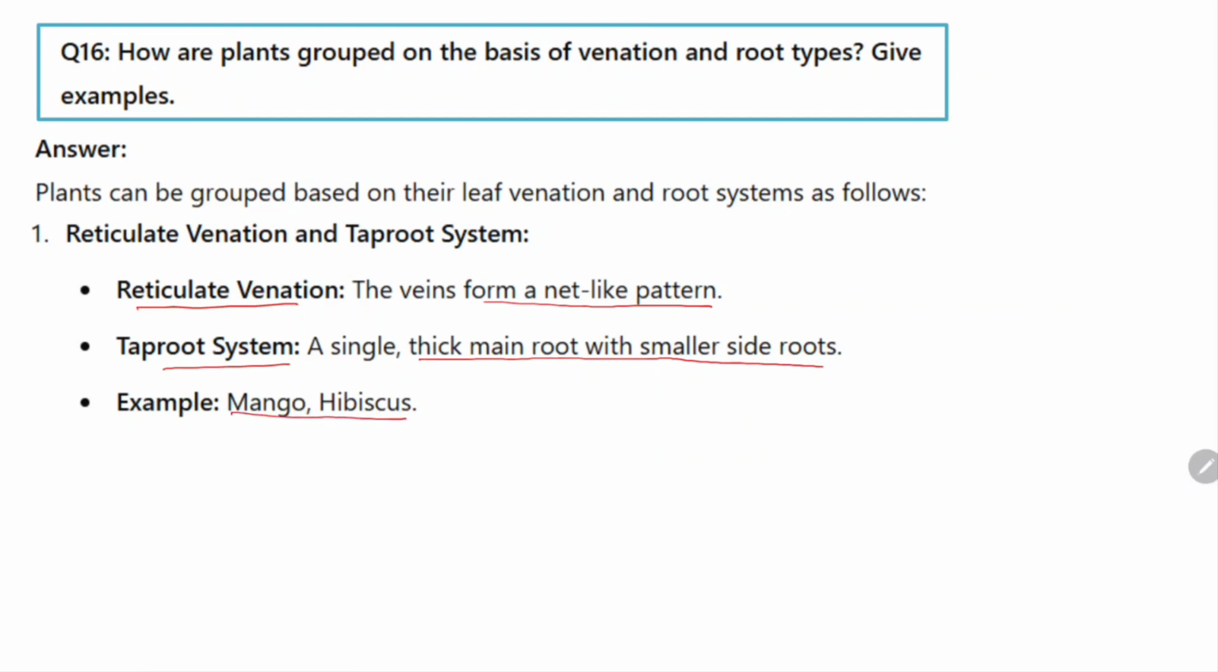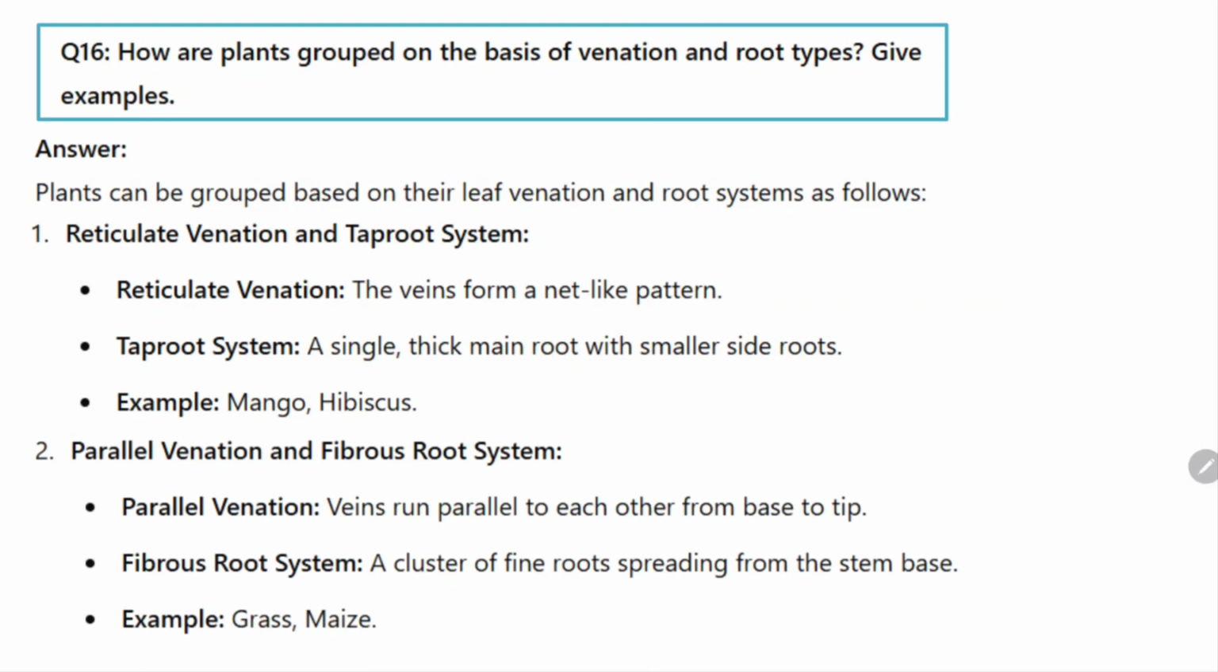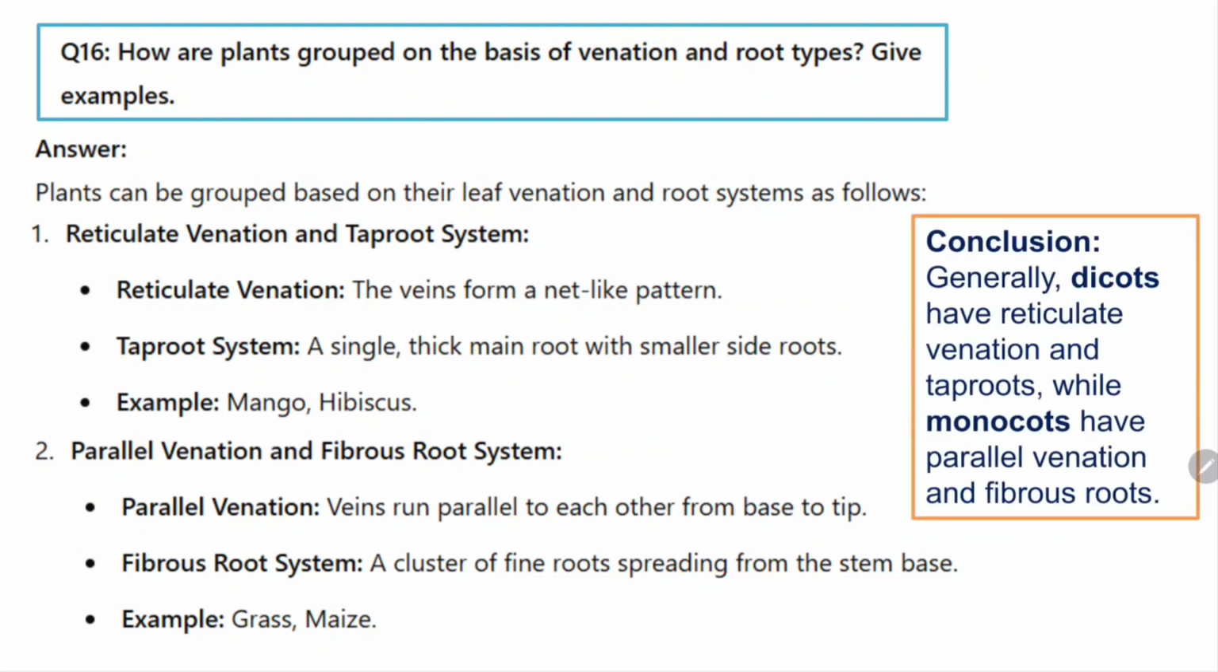And now you write how you will be grouping it, okay. And parallel venation: veins run parallel to each other from base to tip, and fibrous root system: a cluster of fine roots spreading from the stem base, example grass and maize. So plants are grouped in this way in terms of venations and root types, okay. In venation I have written reticulate venation, and root type here taproot system. And why have I joined this reticulate with taproot system? Because I have been telling you.